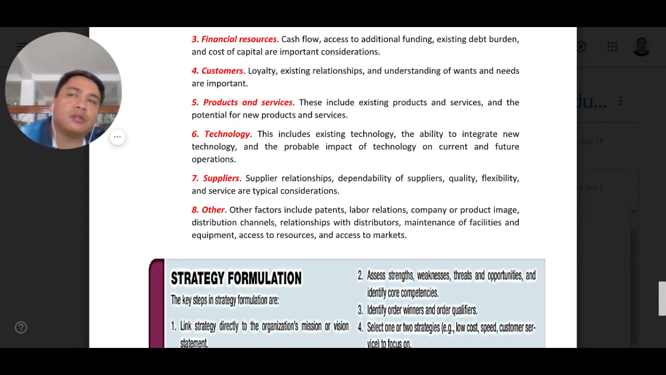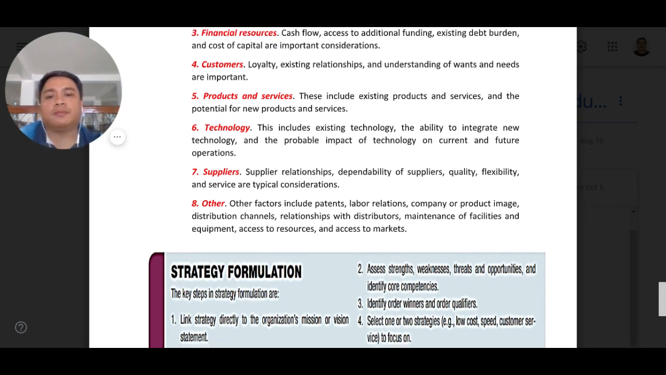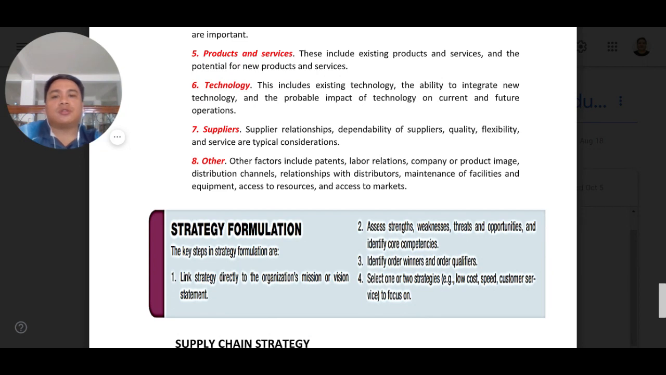Dependability of suppliers. When you buy your product from them, do they really give you the right product? They don't cheat you. That's the quality. Flexibility means that in an instant you are able to change your orders. Do they accept that flexibility? And service, these are typical considerations. That's dependability, quality, and flexibility in terms of supplier relationships. So what are other factors?